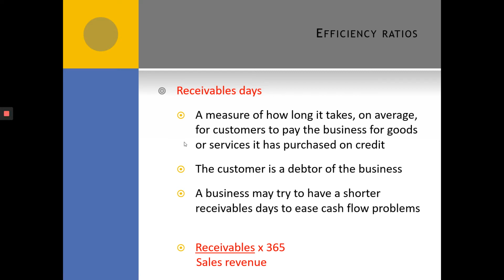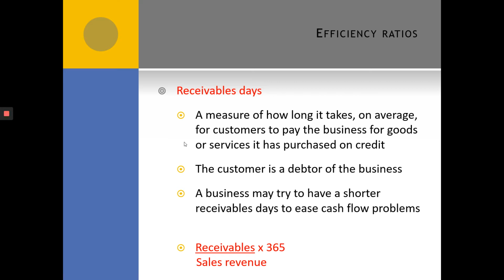Okay, the next ratio we're looking at is receivable days, and this measures how long it takes for your customers to pay you. This is for any kind of product or service that has been purchased on credit, and these are the debtors for your business. So receivables relates to debtors, payables relate to creditors. As a business, what you would ideally want is you would want your customers to pay you as soon as possible because that eases your cash flow.